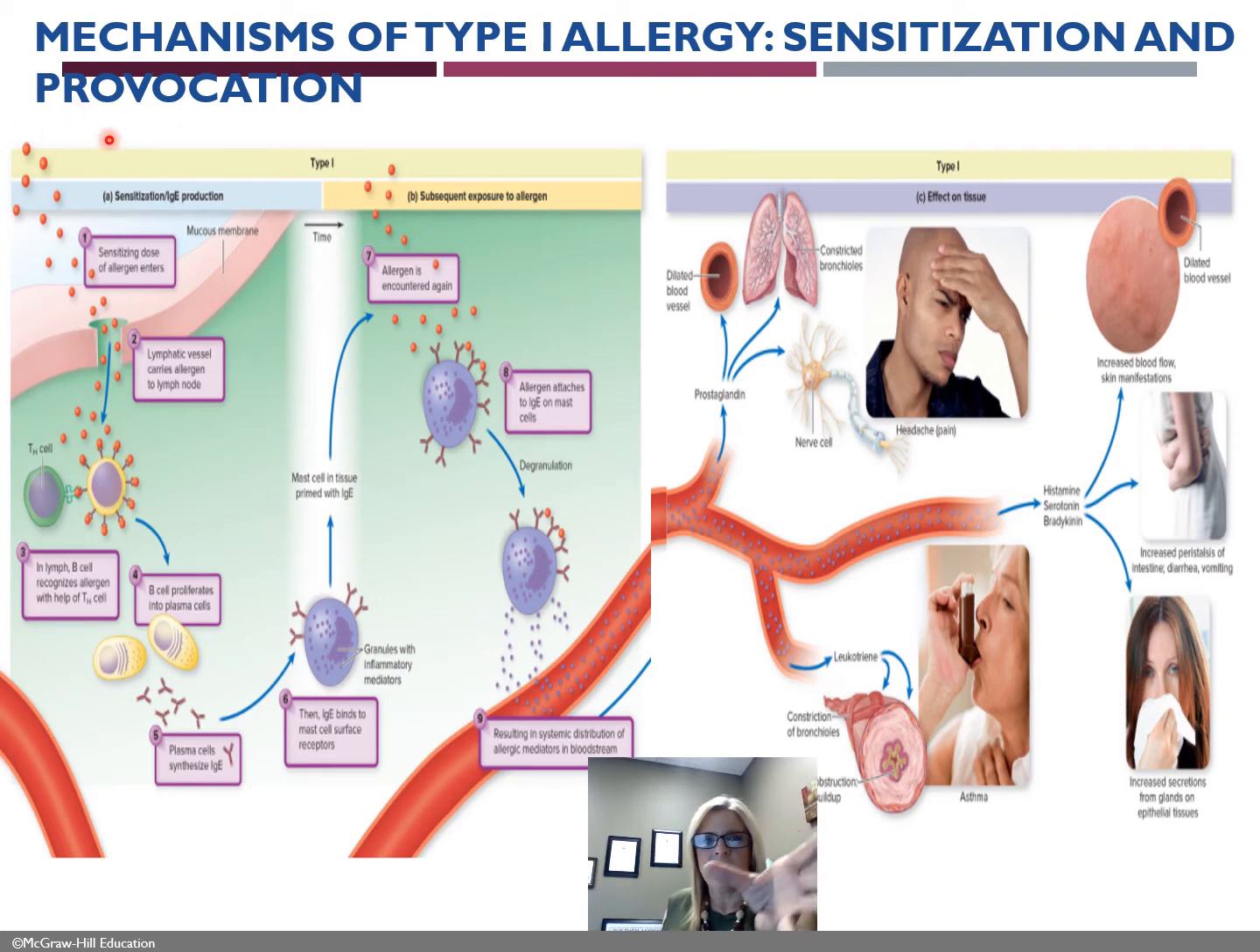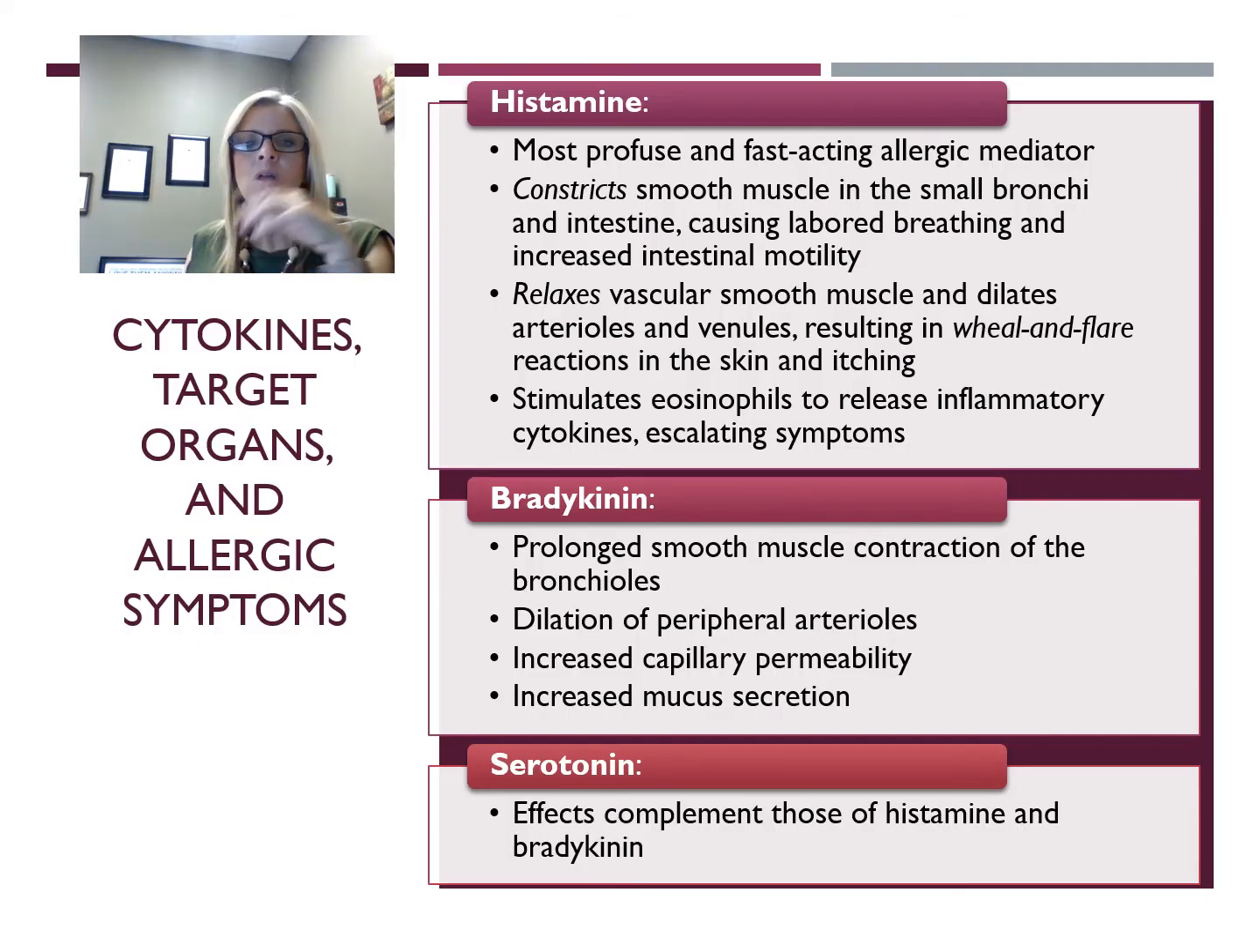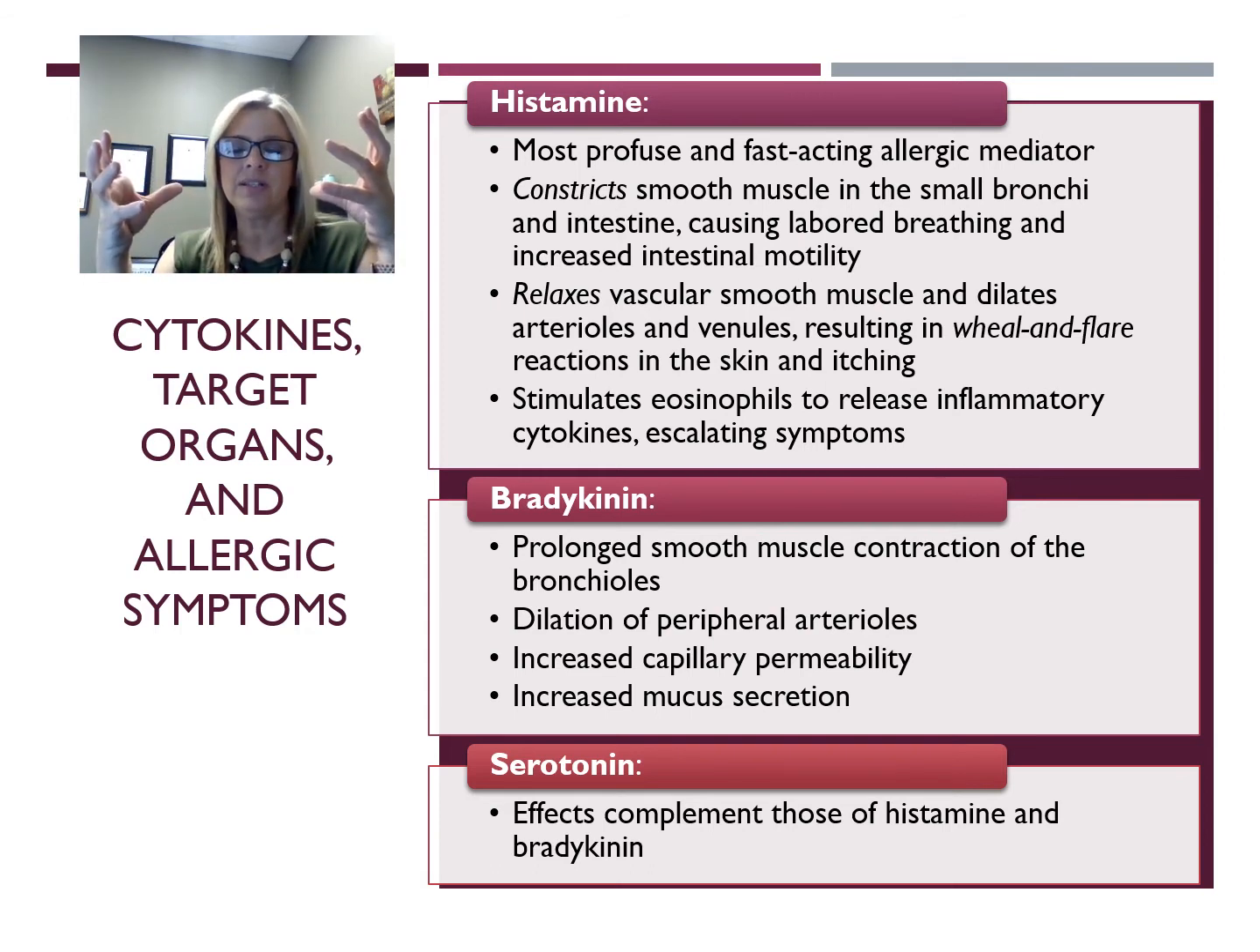So that's kind of how all that works together. So here are these 3 chemical mediators, histamine, bradykinin, and serotonin. All right, you need to know the effects of these and the leukotrienes. Histamine is going to cause constriction of smooth muscles of those bronchi and intestines, but it's also going to relax vascular smooth muscles. You can see those wheal and flare reactions when someone has an allergic response and you see those little wheals on them.